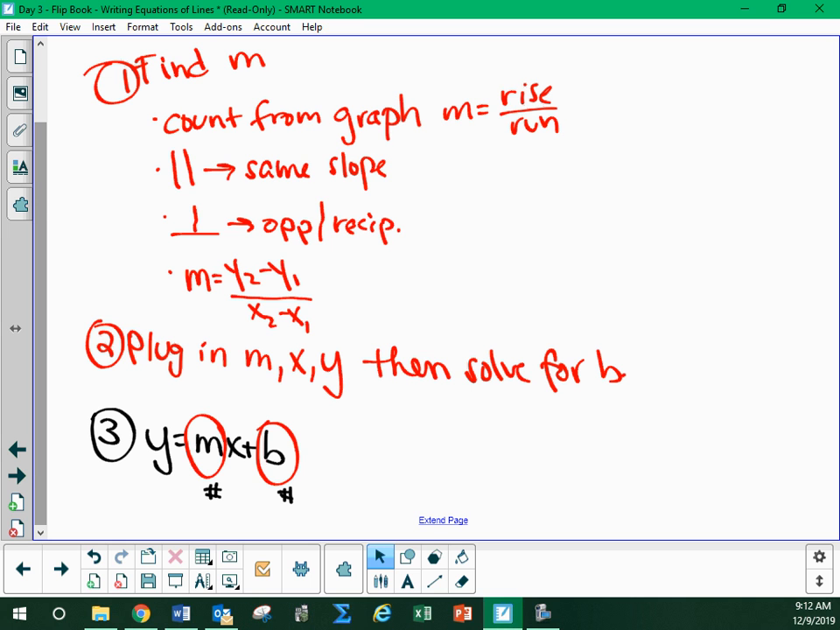This is mainly over what we were just doing, but there's a couple different ways. They give you a graph to count your slope. They give you points here to calculate your slope.